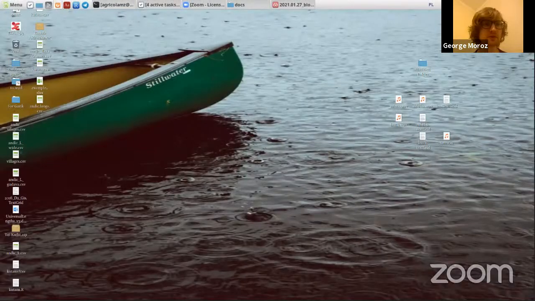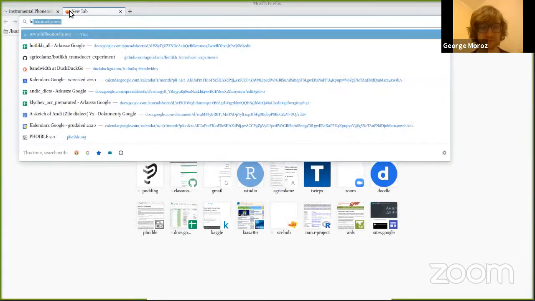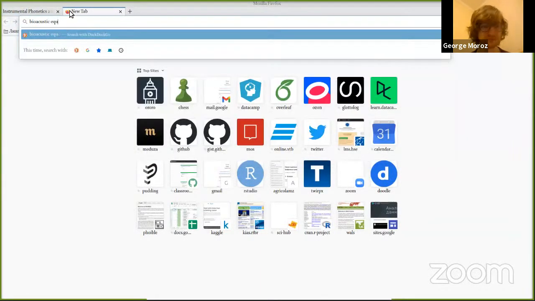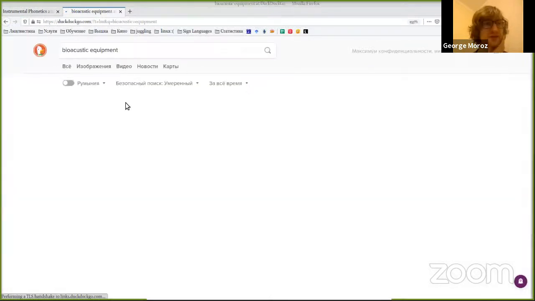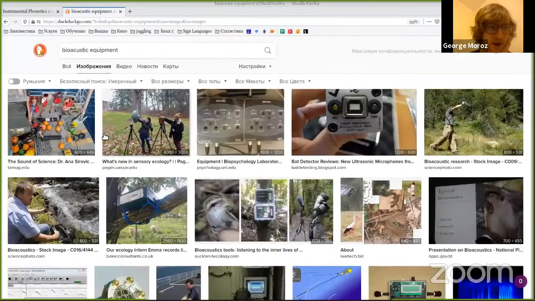Um, so VR acoustic equipment. What will I get? I'm really interested in what the result I will get. Uh, so they have something like I wanted to see something like this.